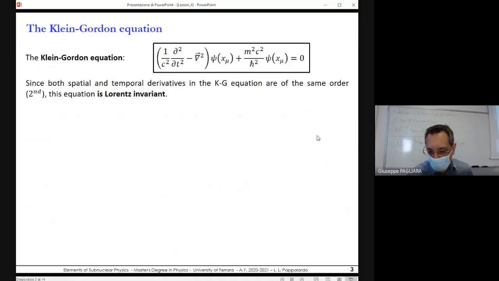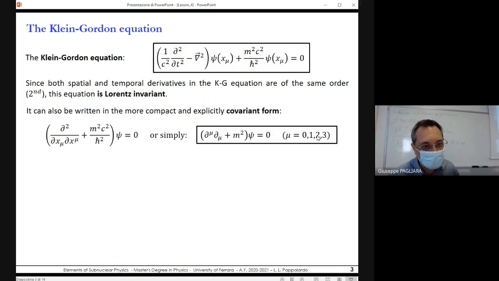Okay. So I put the question also here on the slide. Since both the spatial and the temporal derivatives of the Klein-Gordon equation are the same order, this equation is now Lorentz invariant. And we can also write it in a more compact way, or even explicitly in the covariant form. So what we do is group together the second order derivatives using now the Lorentz index mu. This goes from 0 to 3, so this includes the time derivatives and the spatial derivatives.